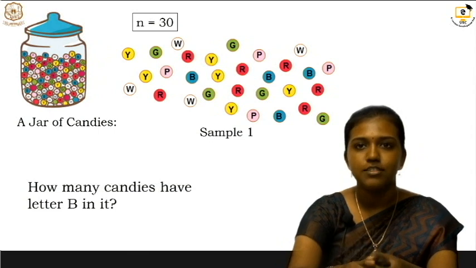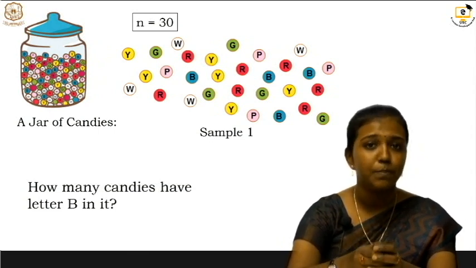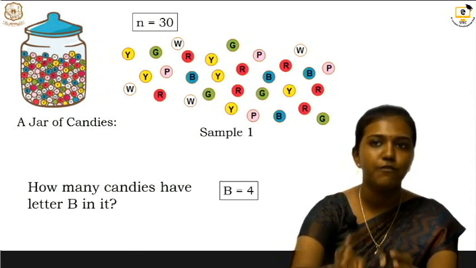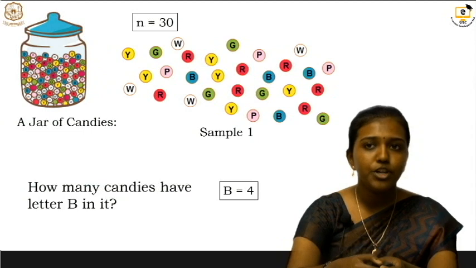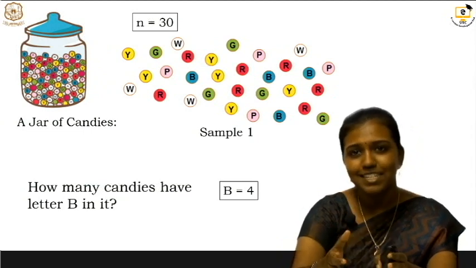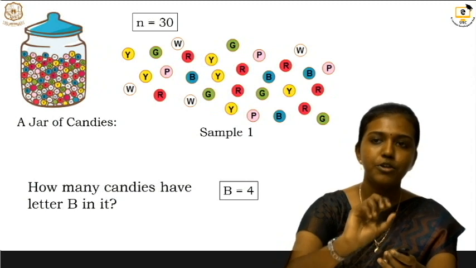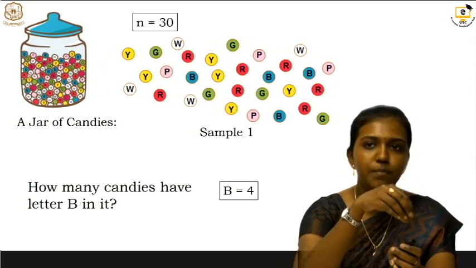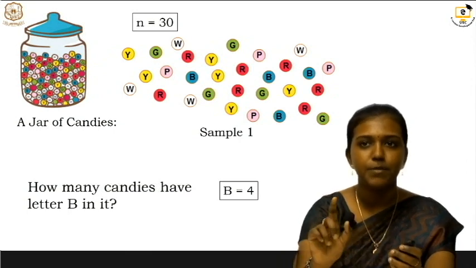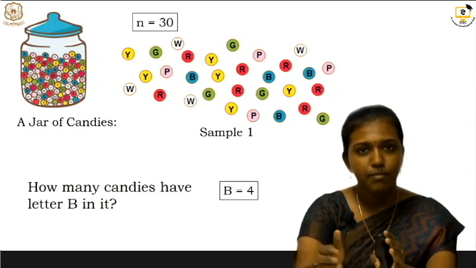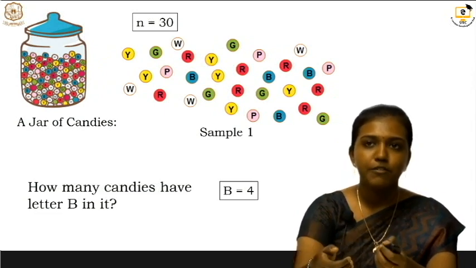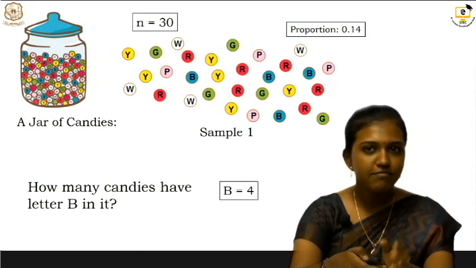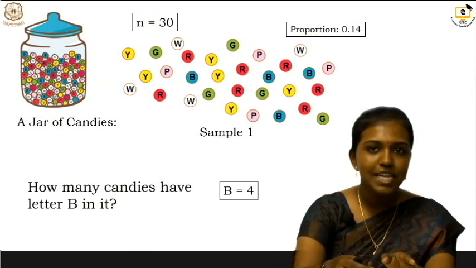Now I want you to answer how many candies have the letter B on them. When we count, we have 1, 2, 3 and 4 candies. Now I want you to calculate the proportion of B's in your sample of 30. In order to calculate proportion, we divide the number of B's in the sample by the total number of candies in the sample. When you divide, you get 4 divided by 30, which gives a value of 0.14. So this is the proportion of B's in the sample.